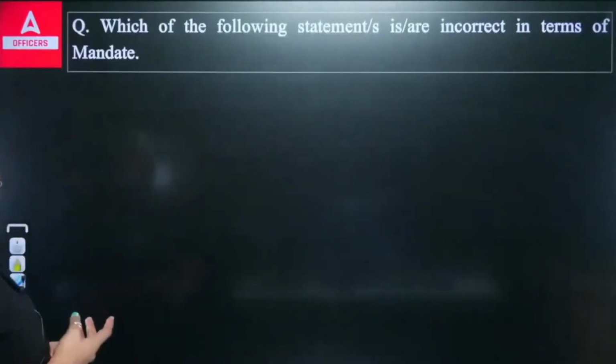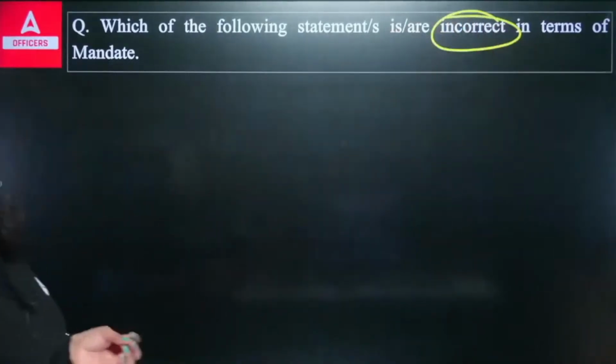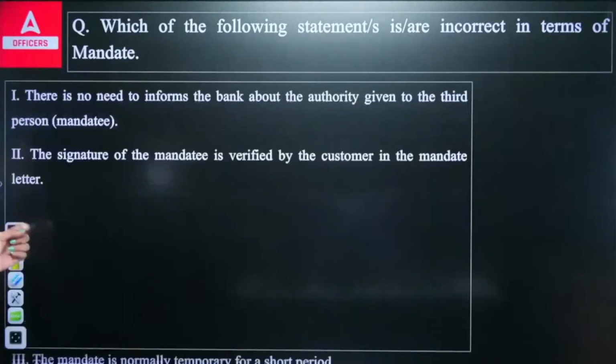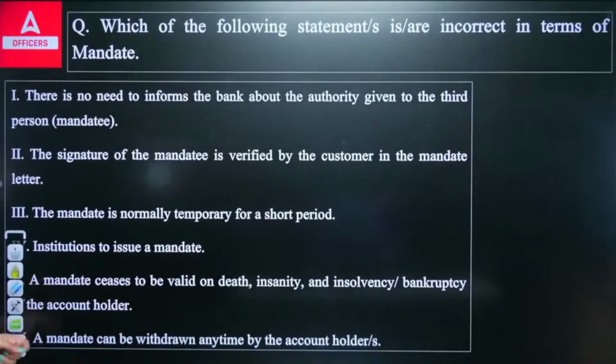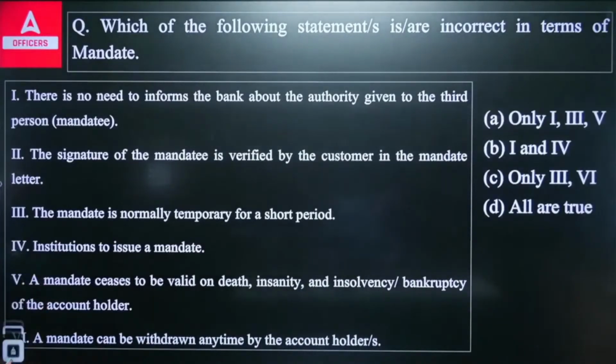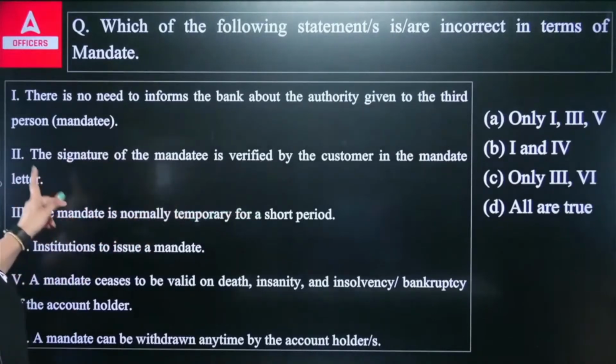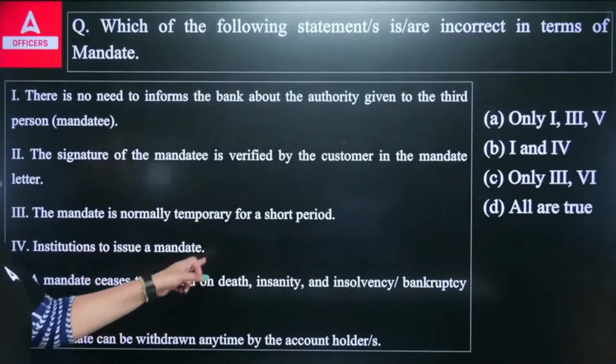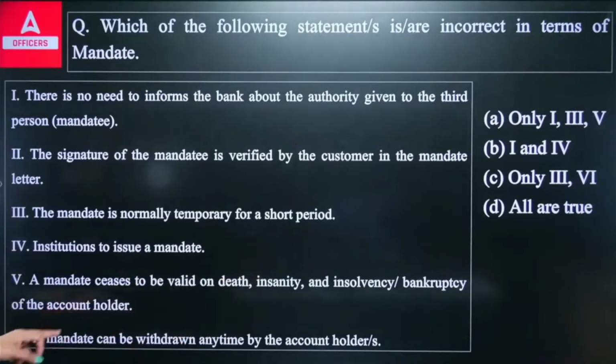Now, which of the following statements are incorrect in terms of mandate? I have told you mandate will be used in case of insolvency, death, or certain conditions. Now, which of the following statements is not true about the mandate? These are the statements in front of you. First is saying there is no need to inform the bank about the authority given to the third person, that is mandate. The second is saying the signature of the mandate is verified by the customer in the mandate letter. Third is saying the mandate is normally temporary for a short period. Fourth is saying institution to issue a mandate. Fifth is saying a mandate ceases to be valid on death, insanity, and insolvency, bankruptcy of the account holder. And the last is saying a mandate can be withdrawn anytime by the account holder. So what do you think, which of the following is correct? The incorrect statement about the mandate.